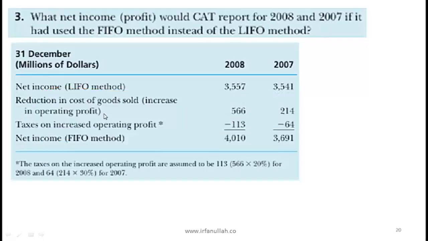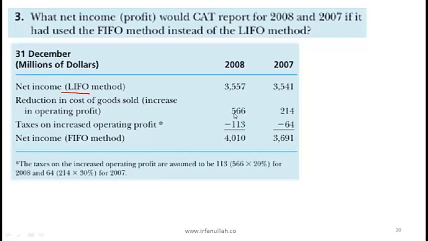So this is that same question, and this is what the curriculum says, and this is a little more intuitive. What I just said is the fast way to do this on your exam, but here is the detailed explanation. They are telling you that net income for 2008 according to LIFO is 3557. Then the reduction in cost of goods sold, which is the increase in the operating profit, is 566. Do you understand this number?